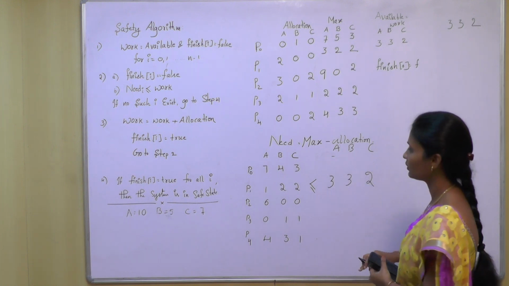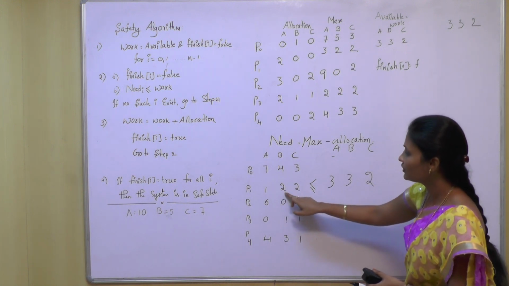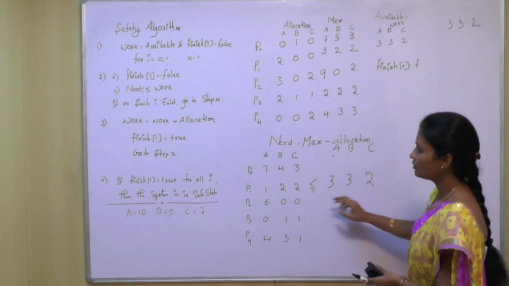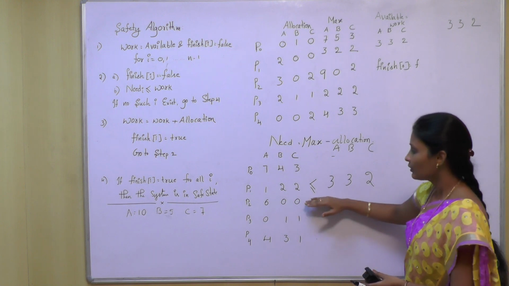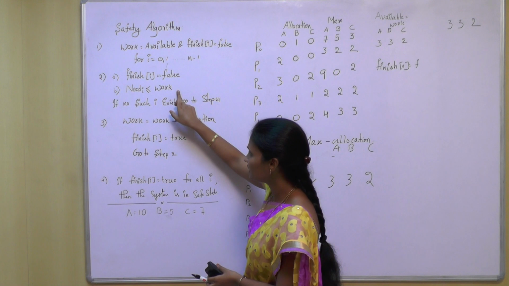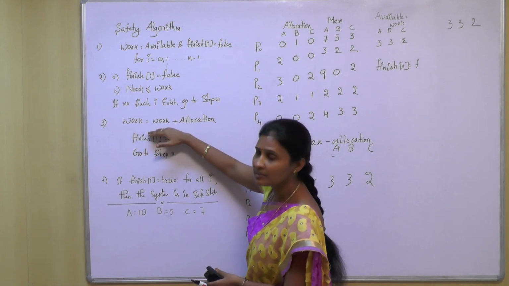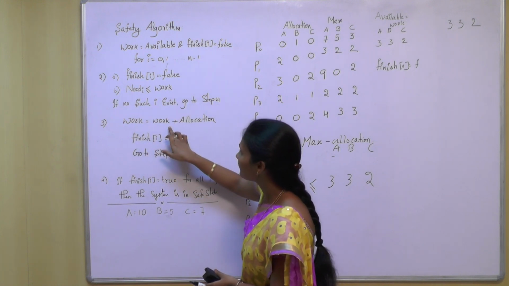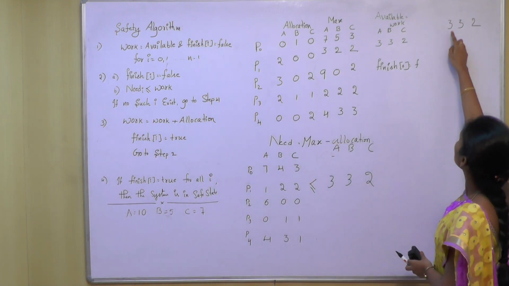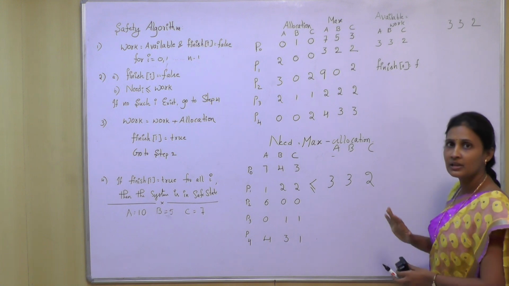For this process P1, the need is 1, 2, 2 and the work is equal to 3, 3, 2. So it satisfies the condition. When it satisfies this condition, need less than or equal to work, we move to the next step: available equals available plus allocation. What are the available resources? 3, 3, 2.